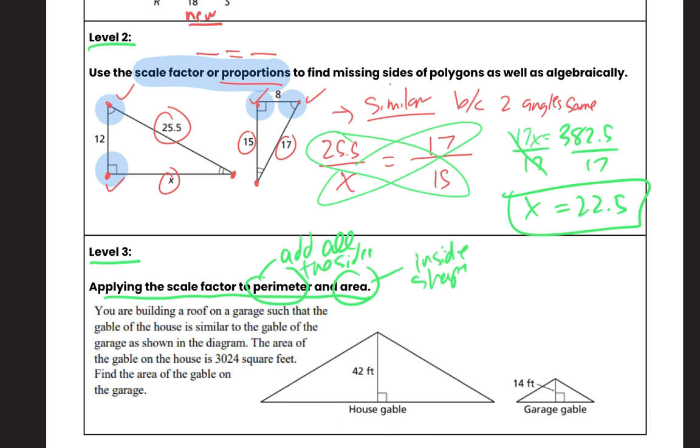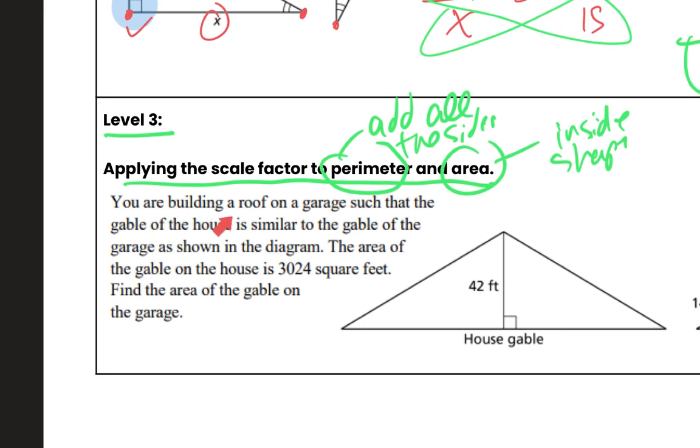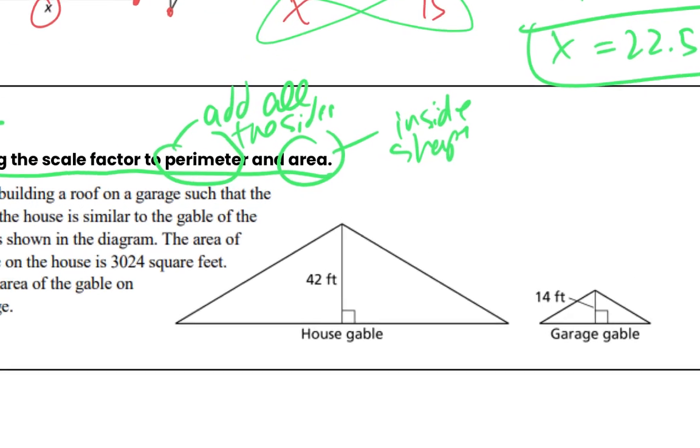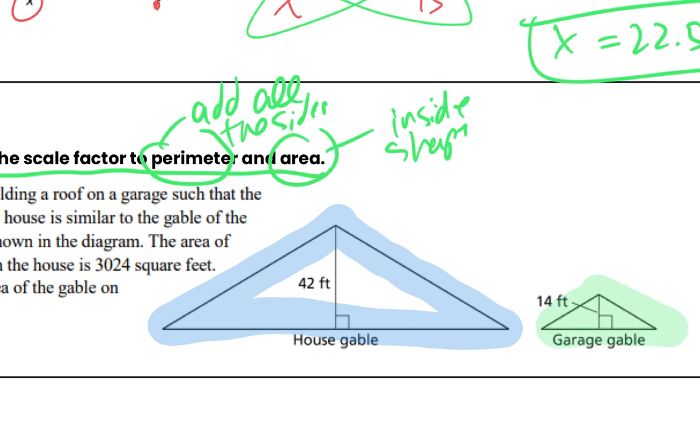And these are things you may not use in everyday talk, but I know you can catch on. It says, you are building a roof on a garage such that the gable of the house is similar to the gable of the garage as shown on the diagram. Okay, so I know that you don't use gable all the time, but let's take a look. This is house gable and garage gable, right? So we can imagine it's this. They say it's on top of the roof, right? Imagine that's on a roof top right there, right? So these are two similar sizes, right? Okay, so the same shape, just different size. So they're saying they are similar, right? They're telling us right there they're similar.